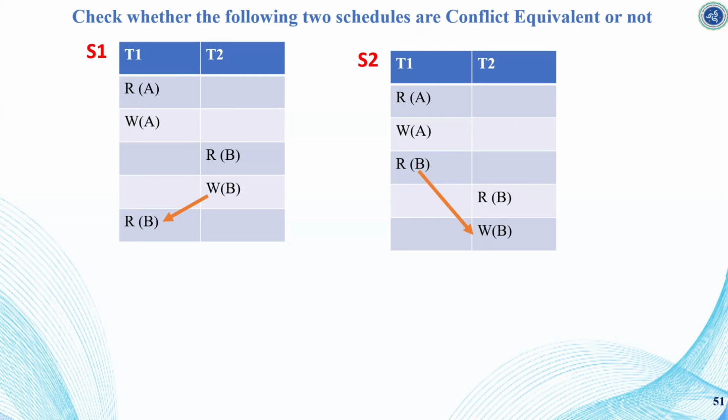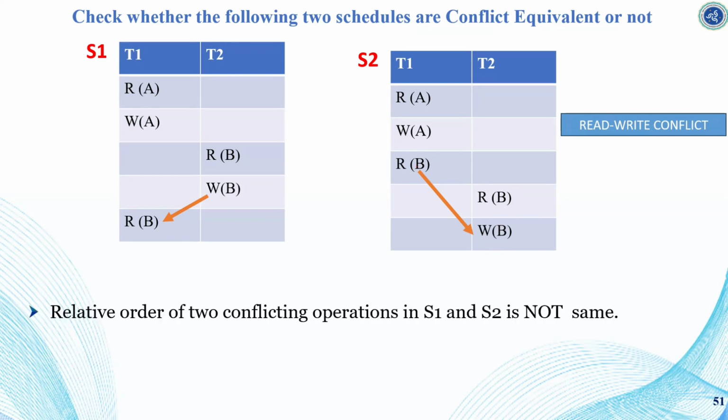But see, even though it is a read-write conflict, see the set of operations, the order of the operations. Here in this schedule, it is first performing the write operation, then followed by read-write. But here it is first doing the read operation, then it is doing the write operation. So even though both are read-write conflict, there is the relative order of these two conflicting operations. It is in S1 and S2, the operations order is not the same. Okay, so we can say that since the order is not the same, S1 and S2 are not a conflict equivalent schedule.